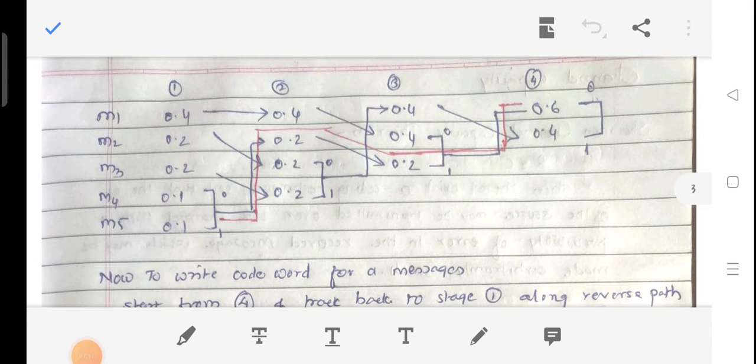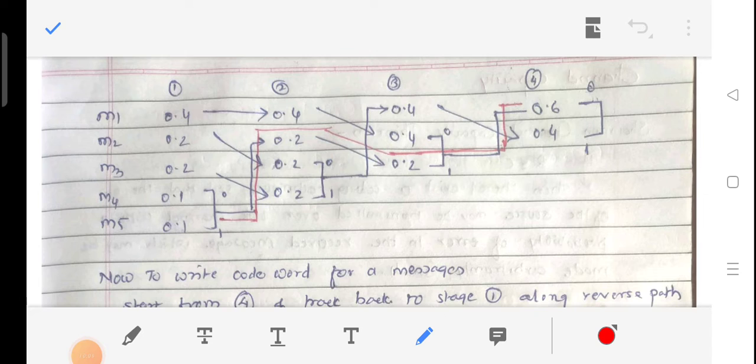Okay, so for every message you have to start from the last stage to the first stage till we reach that particular message. We have to follow the path for that particular message to write the code word for that message, and the path should be reversed, from the last stage to the first stage. So to write the code word for M1, we will follow the path here.